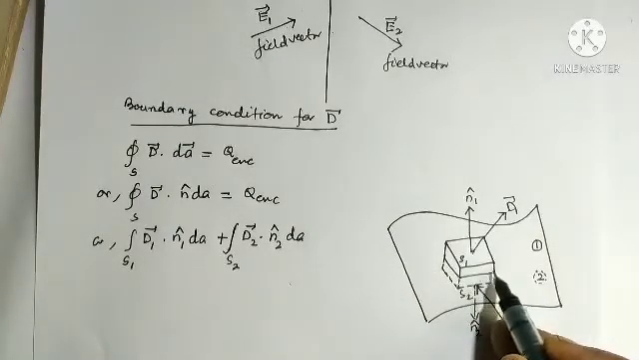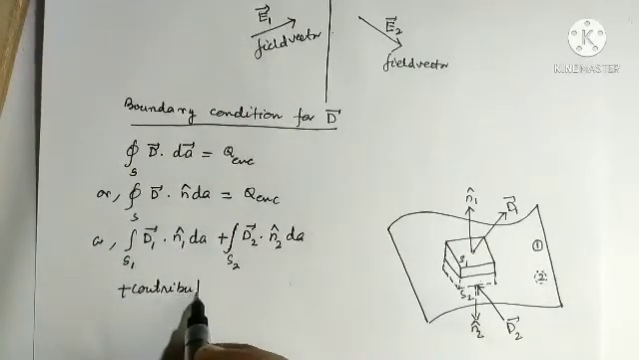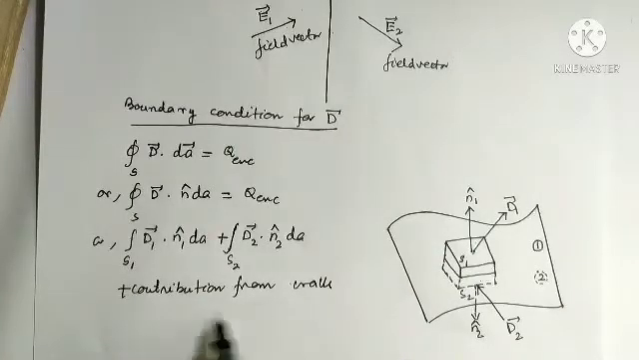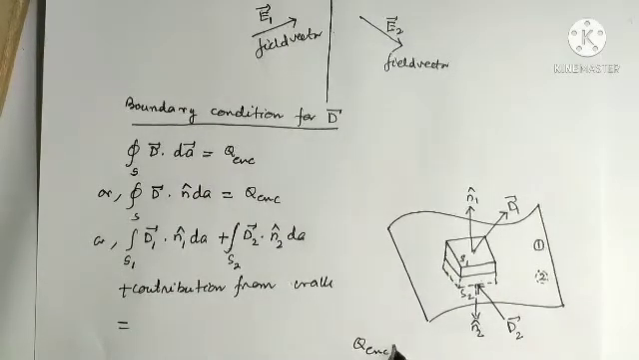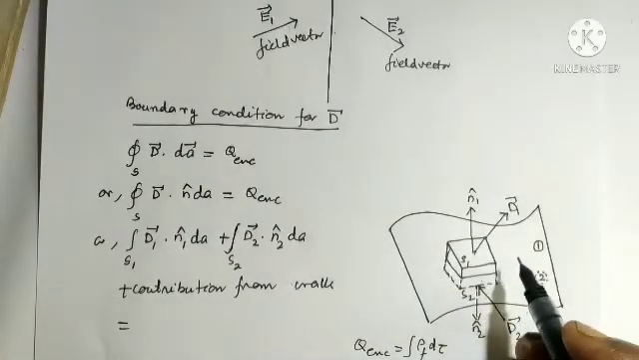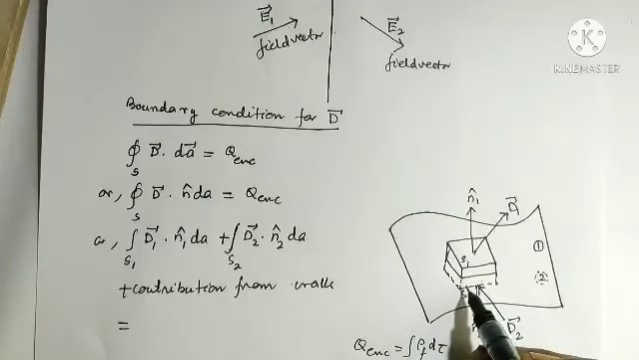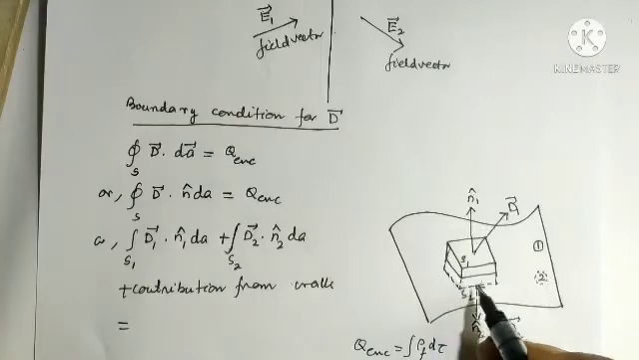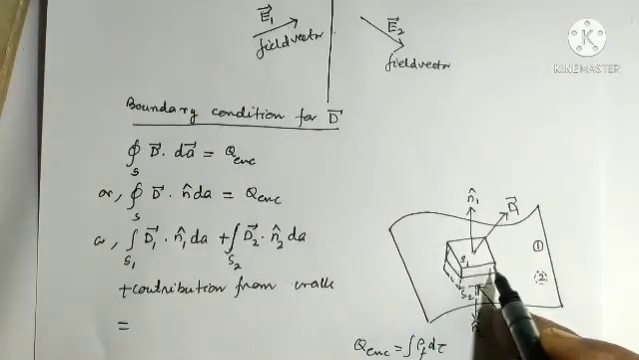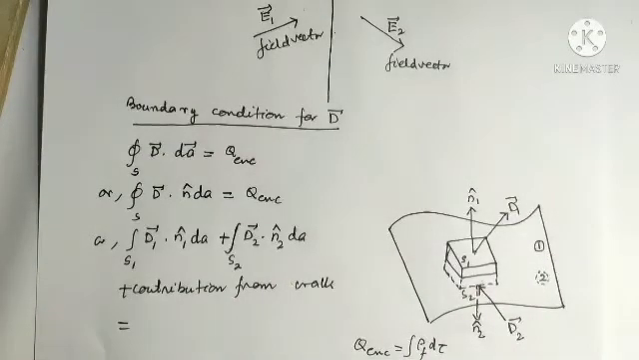Then plus the contribution from the walls, that is equal to the charge enclosed by this surface. For the volume density we know rho f. So the charge enclosed is equal to the volume integral of rho f d tau, where rho f is the free charge density. The wafer is very thin. When the thickness of this wafer tends to 0, the volume of the Gaussian pillbox tends to 0. So in this limit, the volume density of free charges contributes nothing, only the surface contributes the charge. So Q enclosed is equal to the surface integral of sigma f dA.